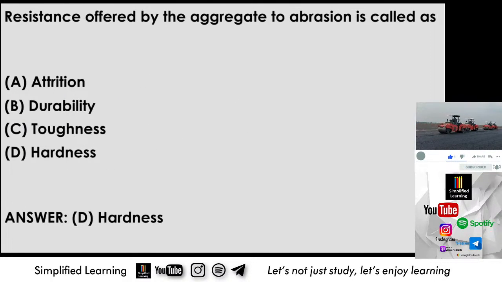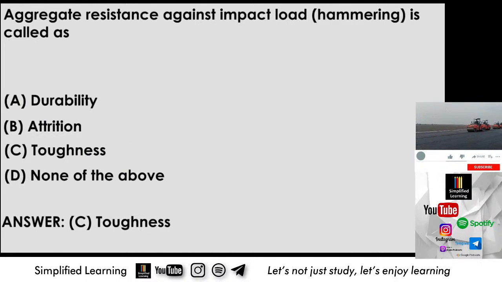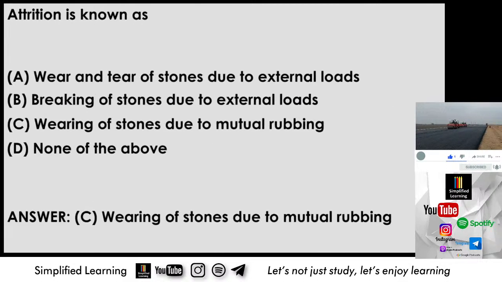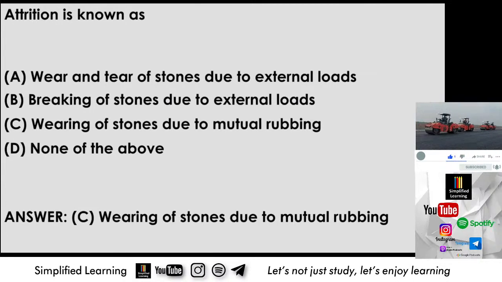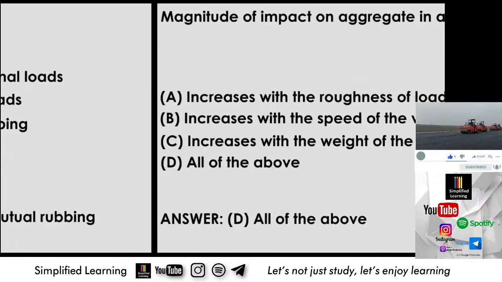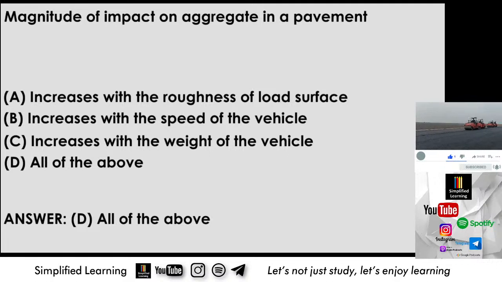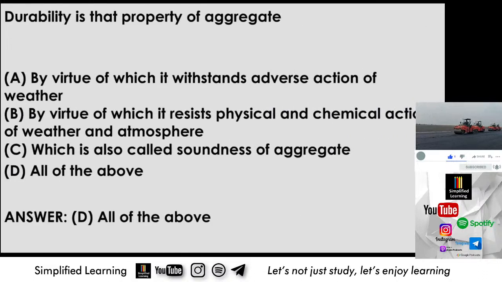Resistance offered by the aggregate to abrasion is called hardness. Aggregate resistance against impact load, that is hammering or vibratory load, is called toughness. Attrition is known as wearing of stones due to mutual rubbing. Magnitude of impact on aggregate in a pavement increases with the roughness of load surface, then increases with the speed of the vehicle, then it also increases with weight of the vehicle.